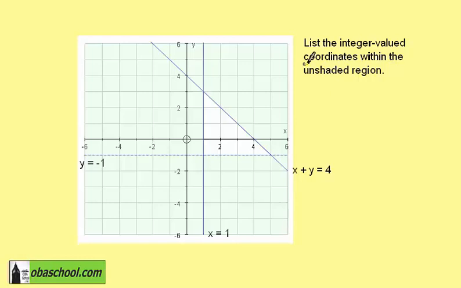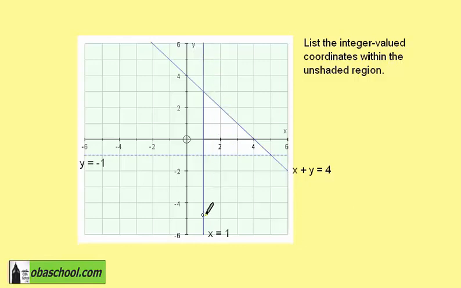Something that we're often required to do is to list the integer valued coordinates within the unshaded region. Remember that integer means whole number, so we're after coordinates of points where both the x and y value are whole numbers.